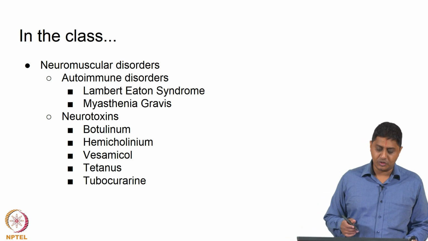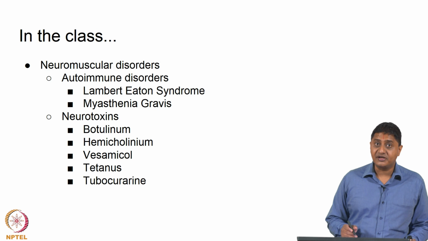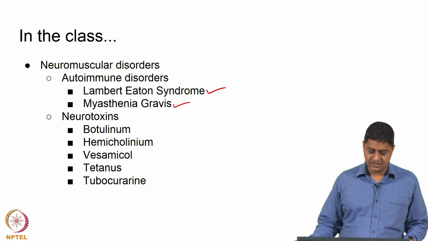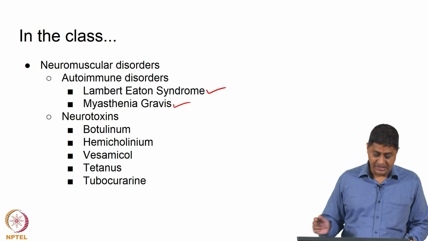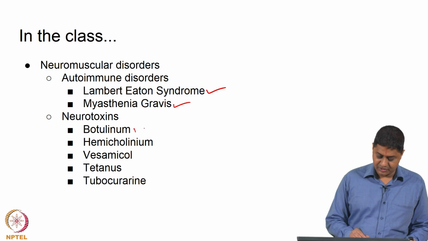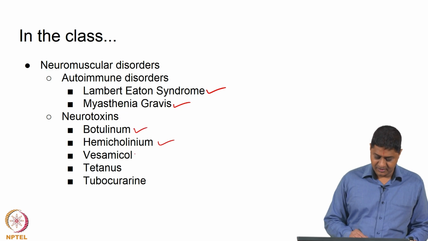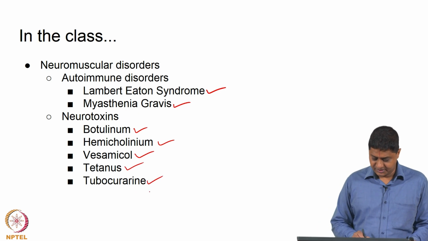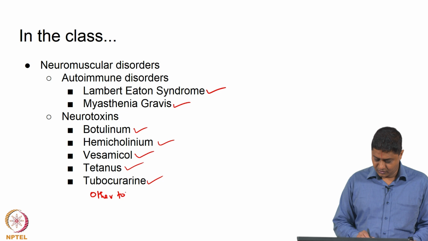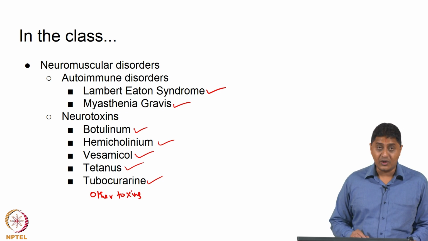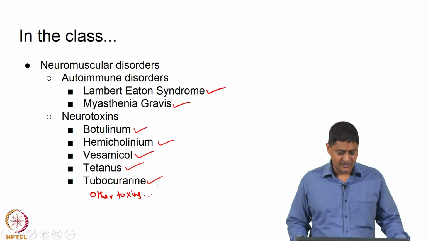Specifically, we will discuss two autoimmune disorders, Lambert-Eaton syndrome and myasthenia gravis, and then we will discuss the role of toxins in affecting the function of the neuromuscular junction. There are several such toxins. There is botulinum toxin, hemicholinium, vesamicol, tetanus, and other toxins whose mechanisms and actions we do not discuss in this class, right.